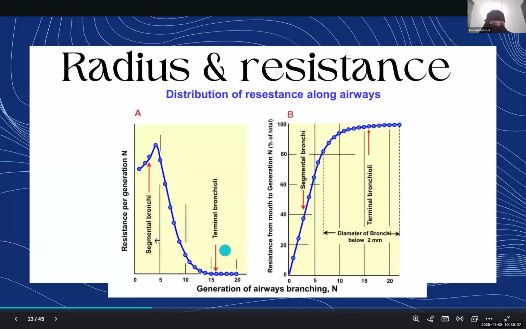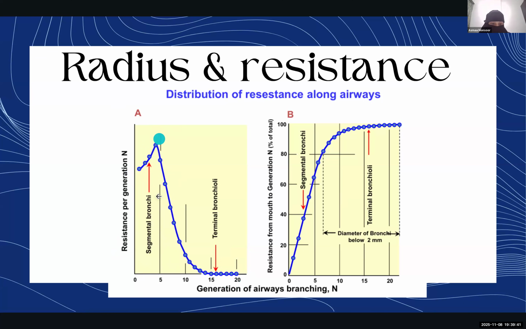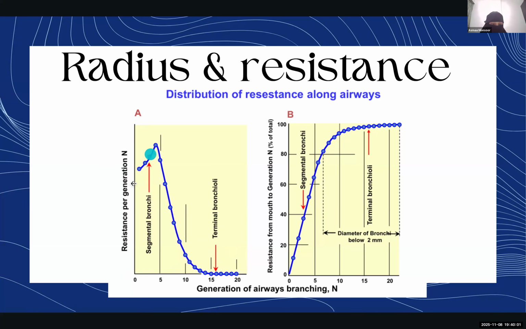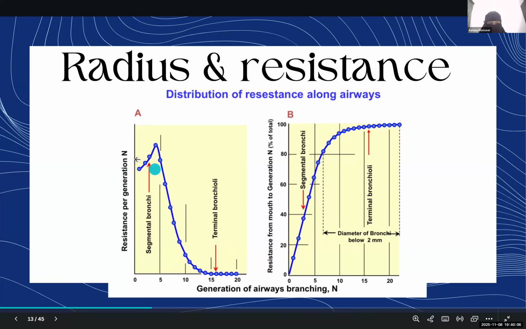Let's see. What we can see over here is the resistance increases and then decreases a lot, okay? So from this, we can point out one thing, which is the resistance in the lower airways is so low. Can you see? It's almost like zero. The resistance is super low, right? Whereas the resistance in the upper airways is high. It's like over here. In this axis, it's over here, all right? So that's one thing that we can get from this slide.